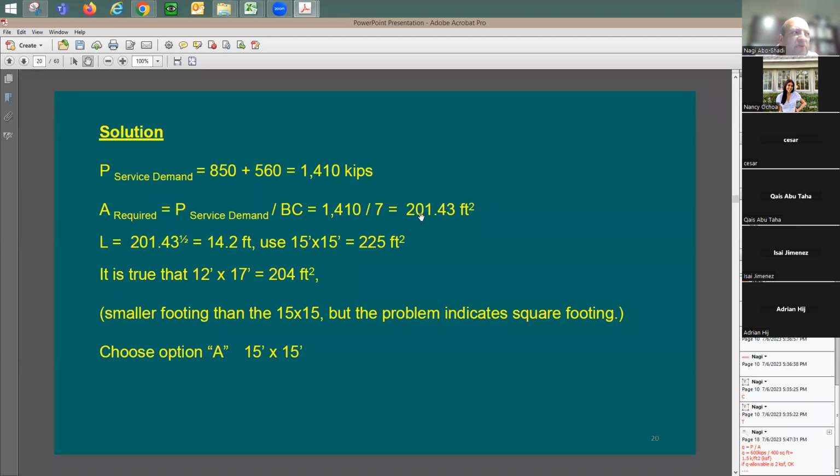I just need 201.43 square feet. Which one would I pick? You can say, well, it's going to be square. Let's find the square root of this value. It's going to be 14. If I use 15 by 15, I'm now providing 225, which is more than 201. So my choice is going to be 15 by 15 feet.